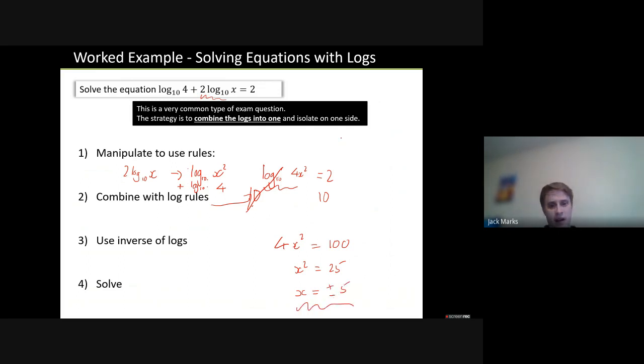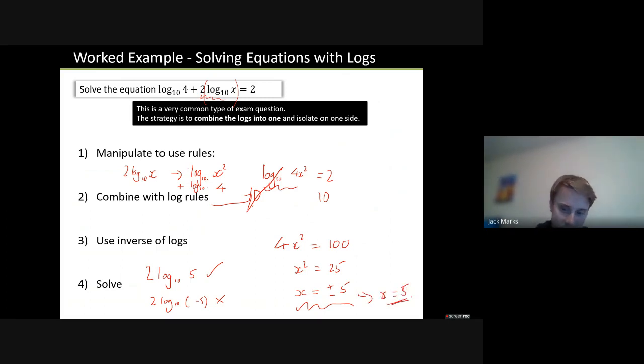However, you need to check both of your answers in the original. If you focus on this part here, the 2 doesn't really matter so much here. But if you try log 10 and you put these answers in, that one there is fine. But if you try putting in minus 5, it's not going to work because we said that you cannot have a log of a negative. So actually, x equals 5 is the only solution here.